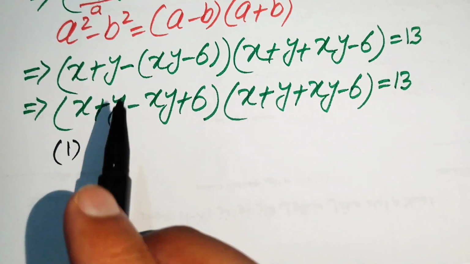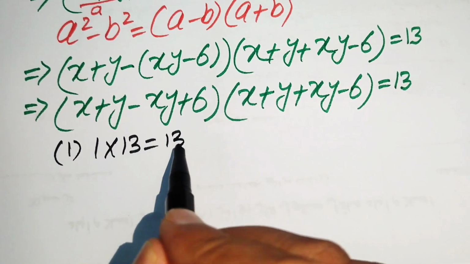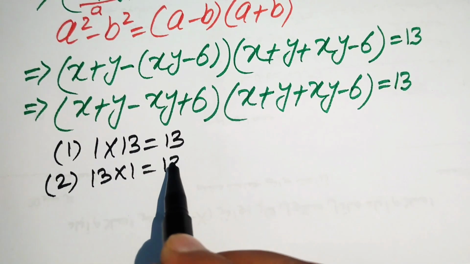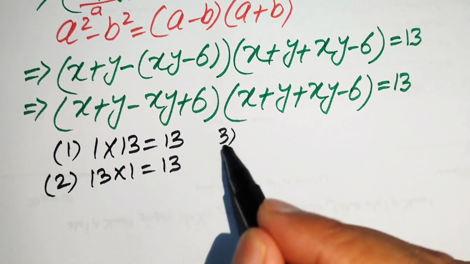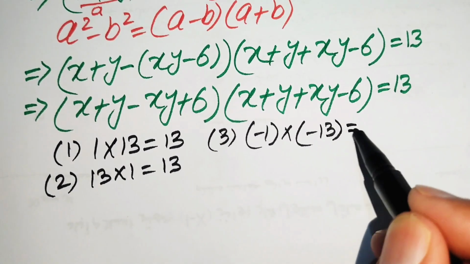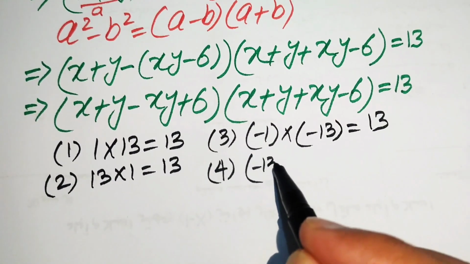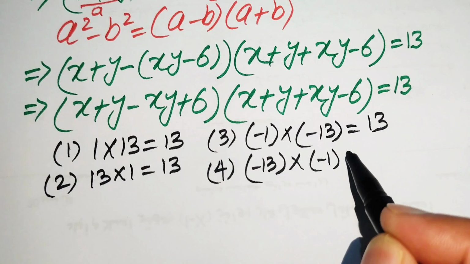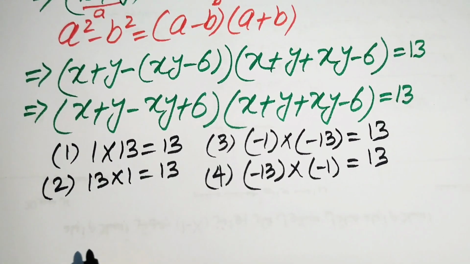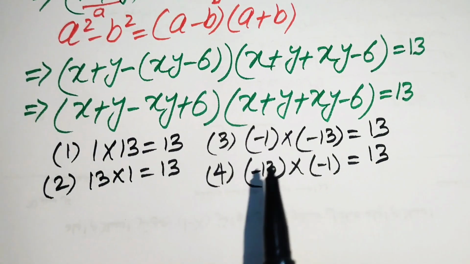So our first possibility is, if you multiply 1 by 13, then you get 13. The second possibility is 13 times 1, which is also 13. Our third possibility is minus 1 times minus 13, which equals plus 13, and our fourth possibility is minus 13 times minus 1, which also becomes plus 13. So here we have these four possibilities in which you get 13. Now we can solve this equation by using these four possibilities.